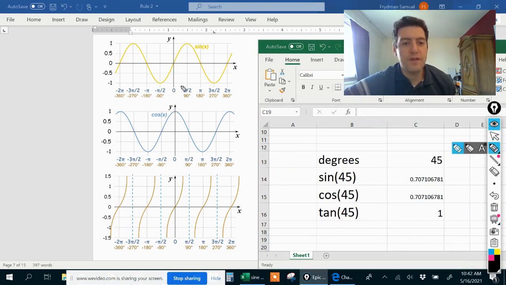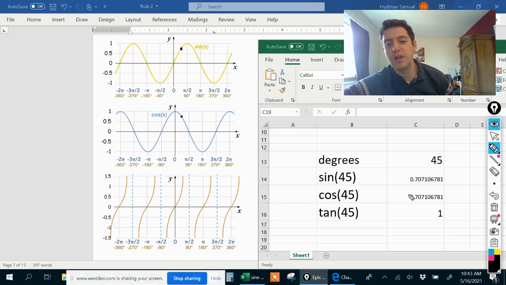So the sine of 45 degrees, which would be halfway between 0 and 90 degrees, is about 0.7. We said that earlier. It's 0.707. The cosine of 45 degrees is also about 0.7. It's exactly the same as the sine of 45 degrees. So if we were to divide these two numbers, we would get exactly 1.